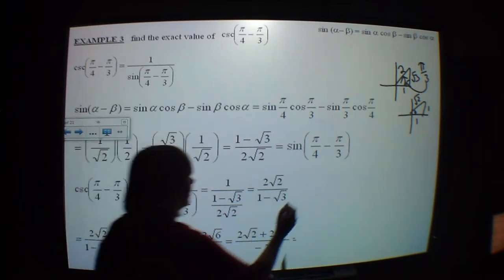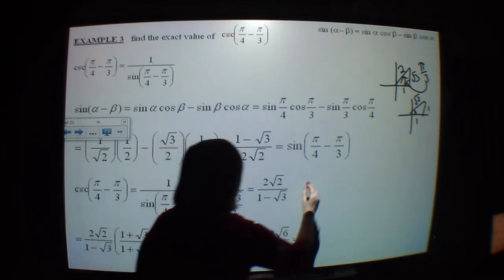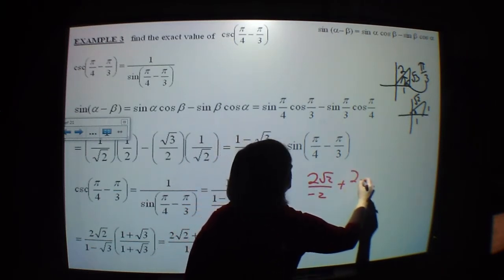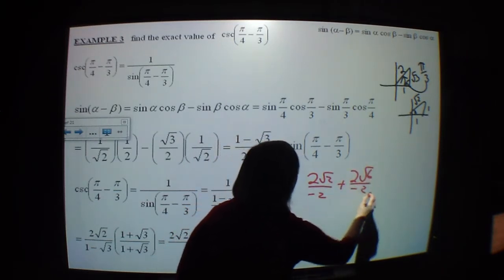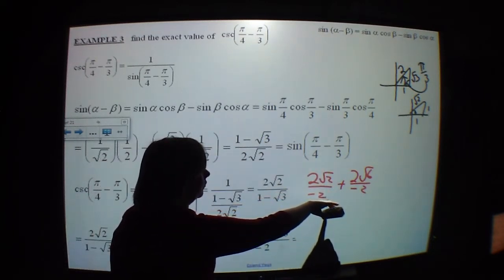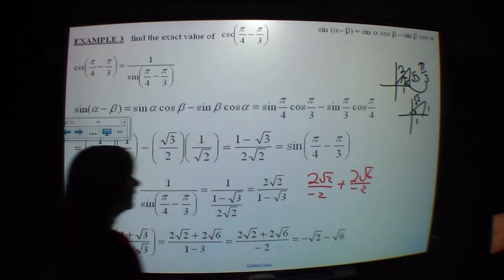And if you want, you can think of this right here as, I'll write it over here, 2 radical 2 over negative 2 plus 2 radical 6 over negative 2. So you end up with negative radical 2 minus radical 6. So there's your final answer.